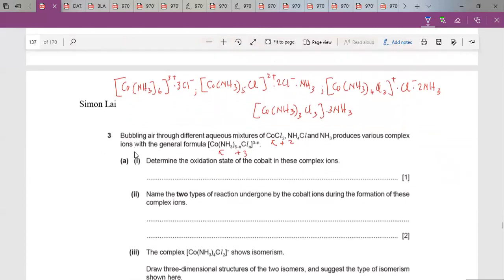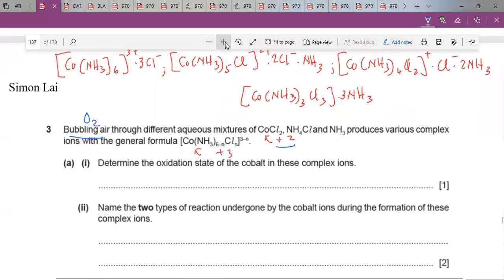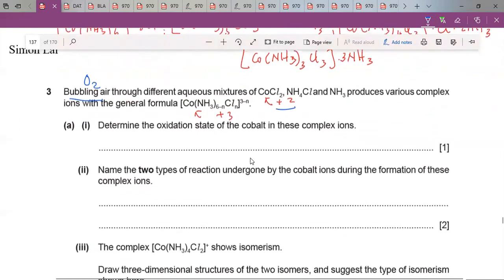All right. I figured out, so when you make time shorter for me to teach, okay? Bubbling air, very important. The bubbling air, that means oxygen is put inside, because they ask you for type of reaction, which is oxidation, through different aqueous mixtures of cobalt chloride. Now this plus 2, CoCl2, isn't it? See now, Co, it's not Cu, CoCl2. Ammonium chloride and ammonia produce various complex ions with general formula. See now, okay? So again, you use the N idea, right?